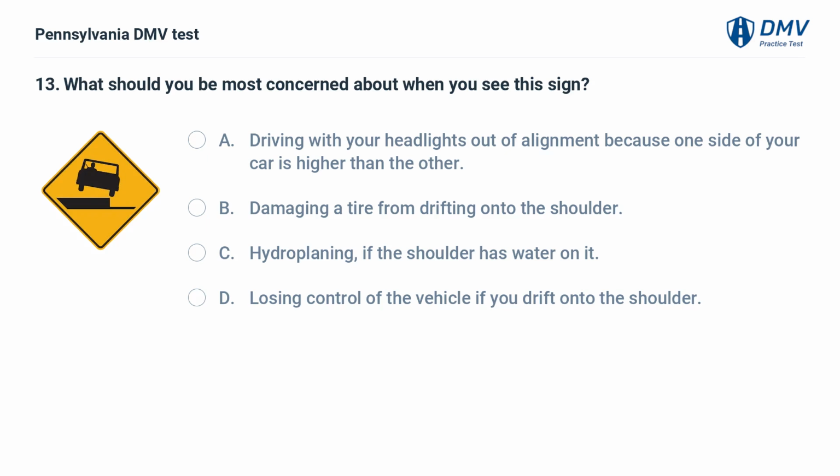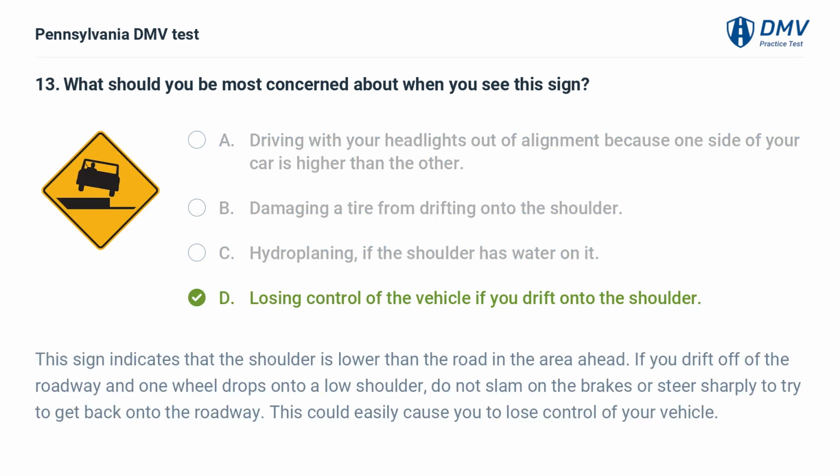What should you be most concerned about when you see this sign? A. Driving with your headlights out of alignment because one side of your car is higher than the other. B. Damaging a tire from drifting onto the shoulder. C. Hydroplaning, if the shoulder has water on it. D. Losing control of the vehicle if you drift onto the shoulder.